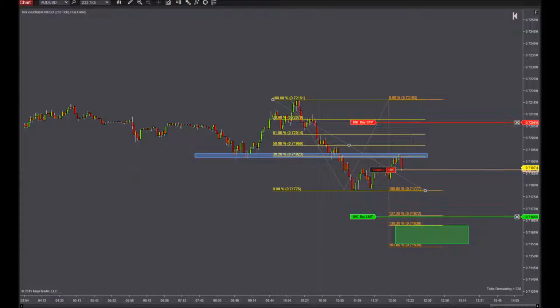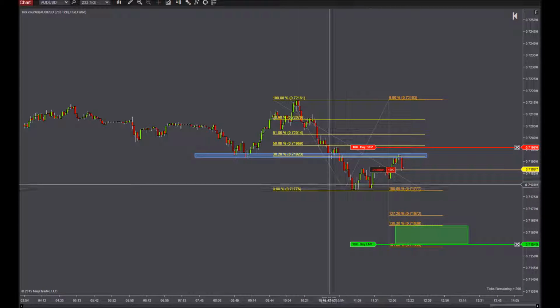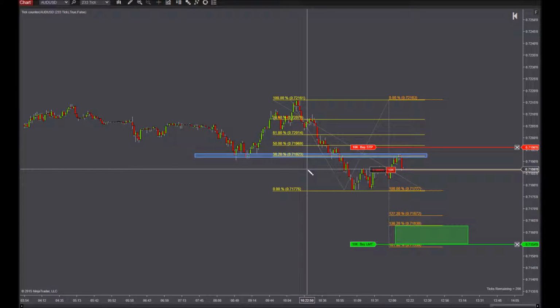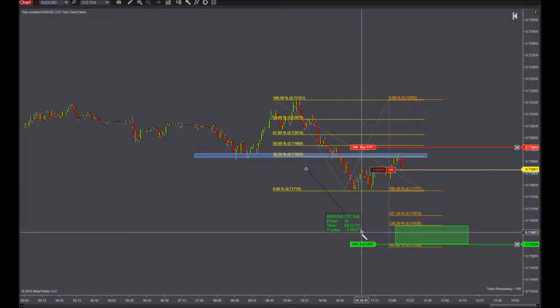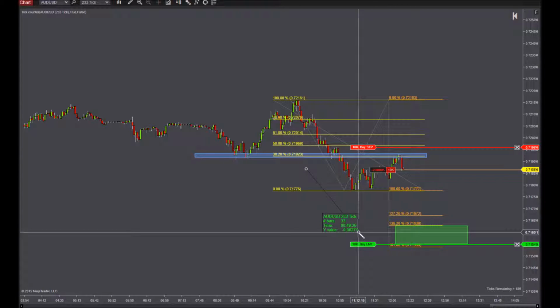Order, all right. Order filled. And we're in. Now let's set our stops. Move our target down there. So we're going to be looking at roughly, see in the middle of it, about 29 to 30 pips.